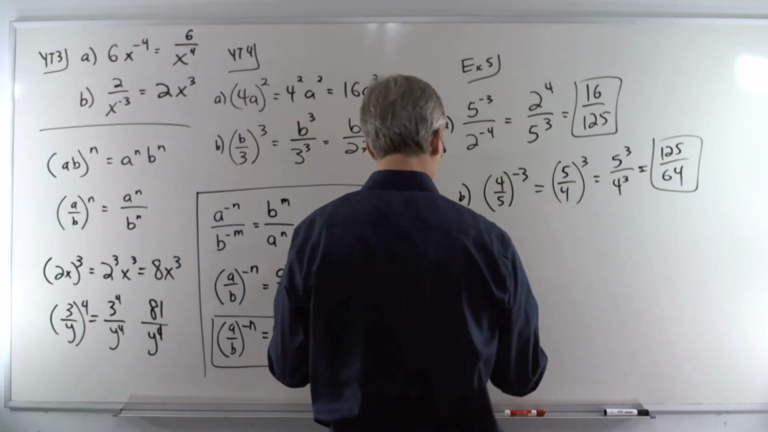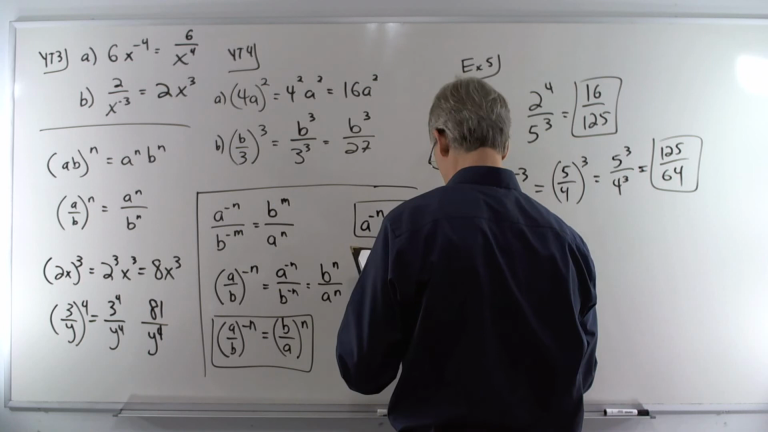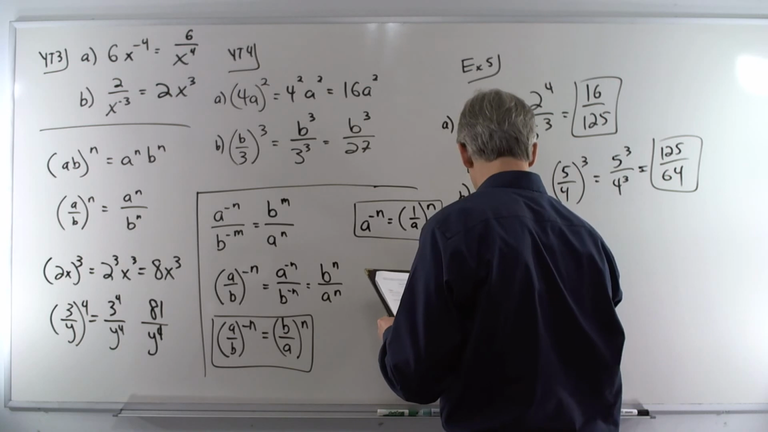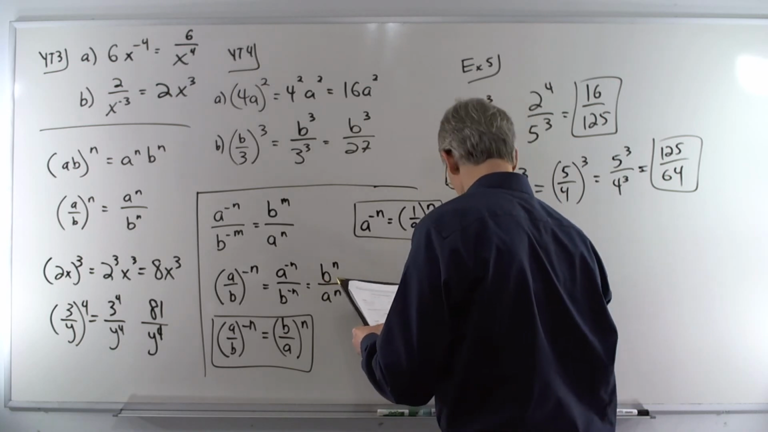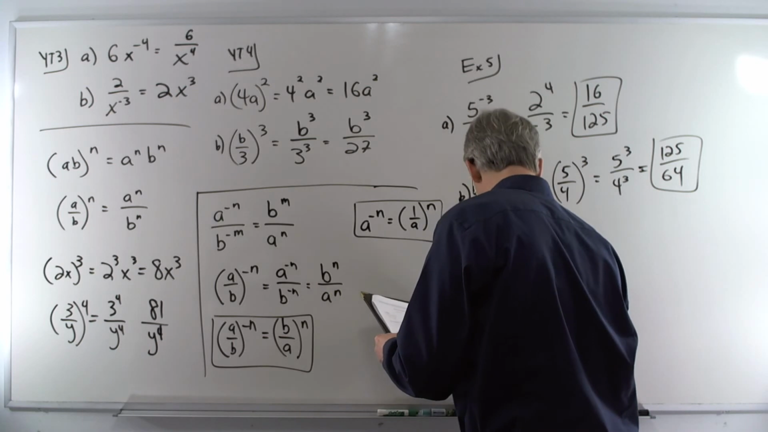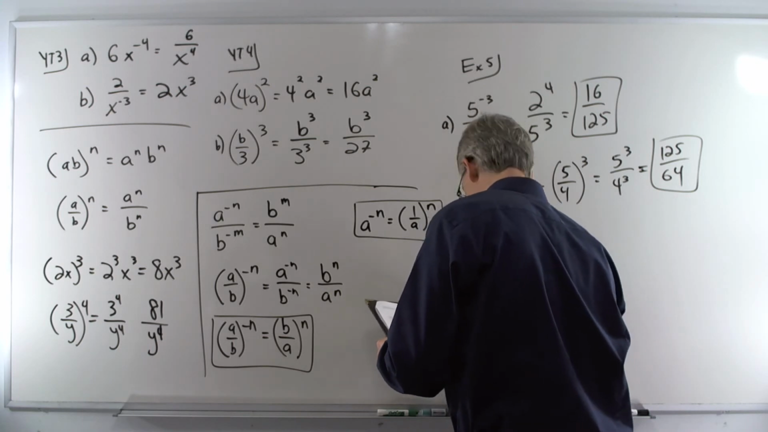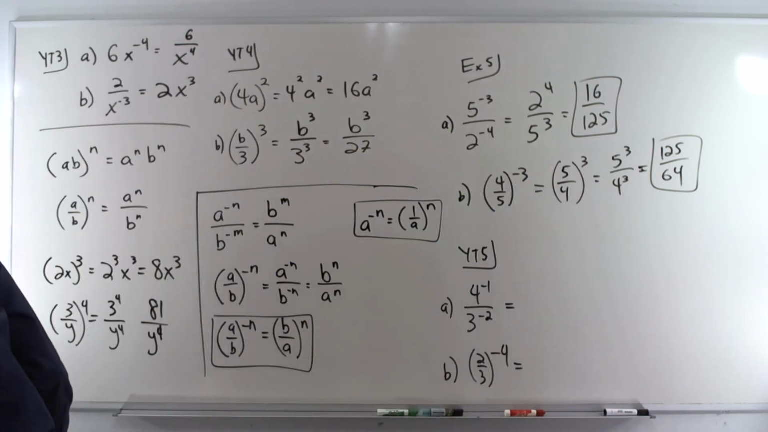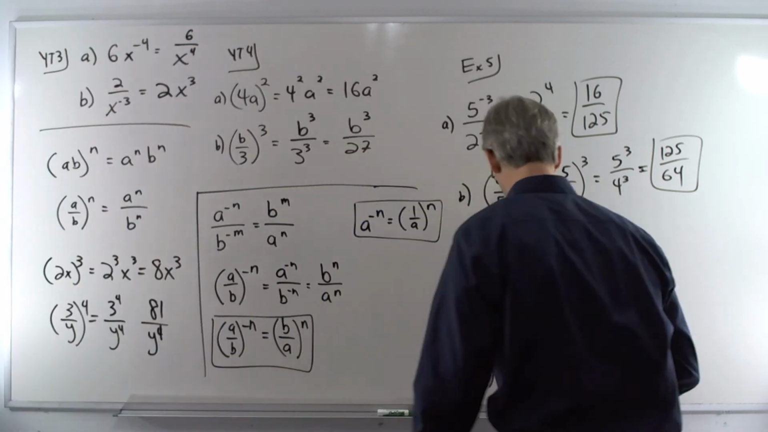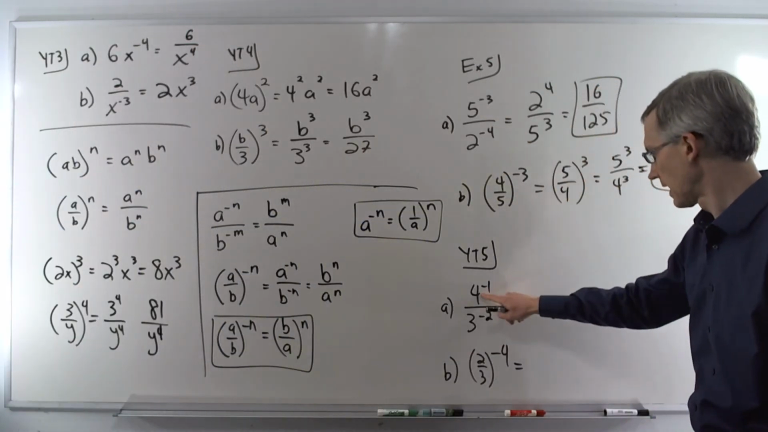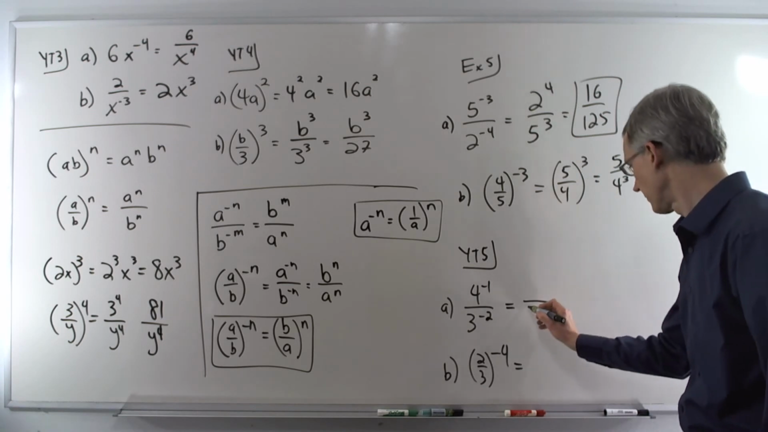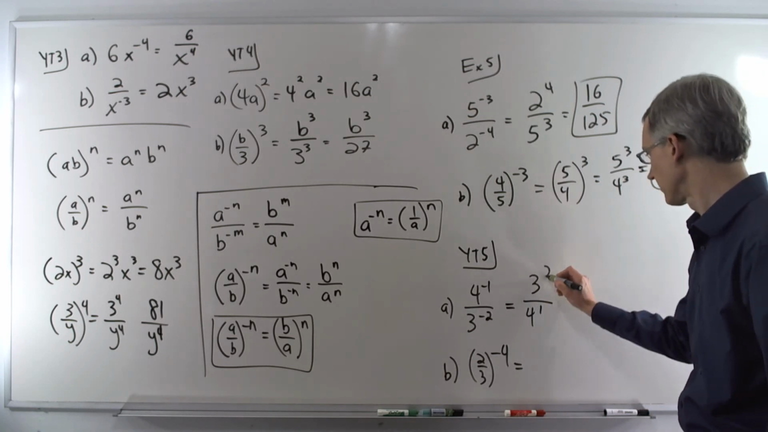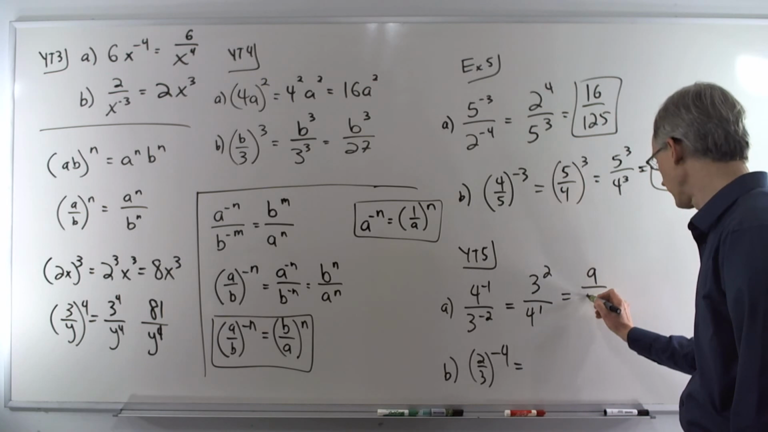Your turn, number 5. The first one, I'm going to take that, bring it down to the denominator. Exponent becomes positive. 3 goes up top, exponent becomes positive. Evaluating, 9/4.